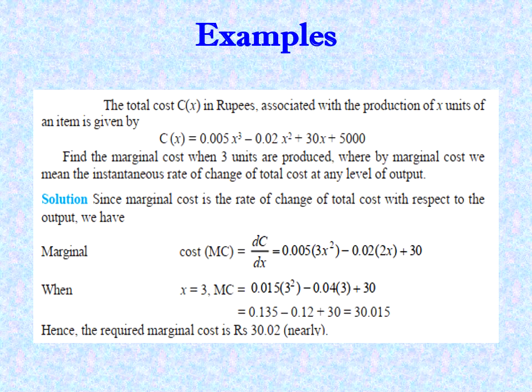So when I differentiate this, we will get 0.005 into 3x square minus 0.002 into 2x plus 30. Now here it is given: find the marginal cost when 3 units are produced. So here your x equal to 3. Now put the value x equal to 3. So after putting the value of x equal to 3, we will get 30.015. Hence the required marginal cost is 30.02 nearly.